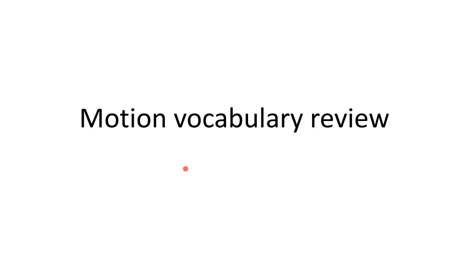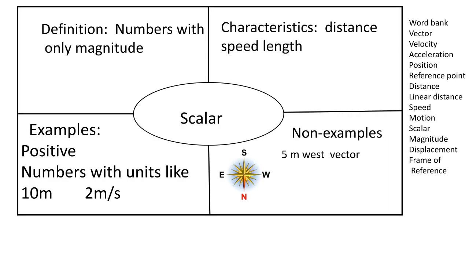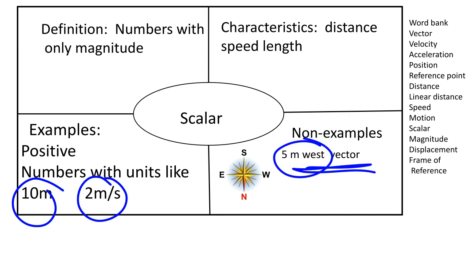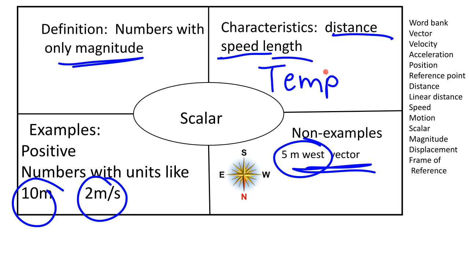Okay, the last part of this review is just the vocabulary. Scalar, examples of scalar are just numbers with the units, no vector. It has no west or east. Magnitude is only numbers, and it's the size. So distance, speed, length, temperature, mass, all those are scalars.